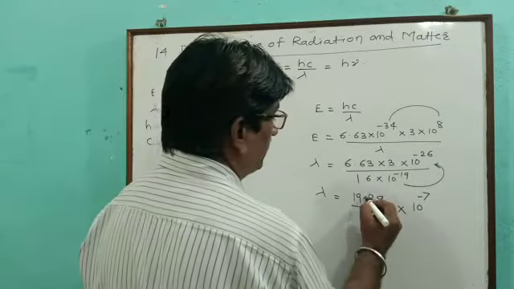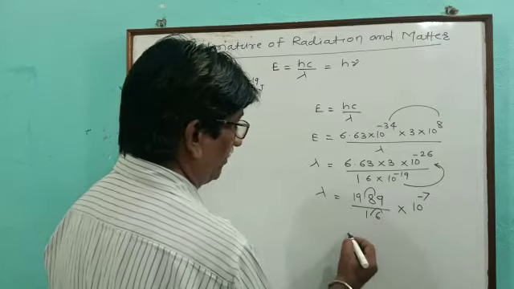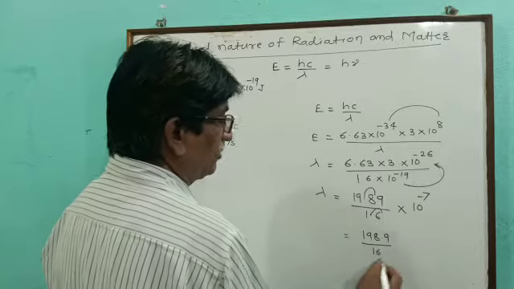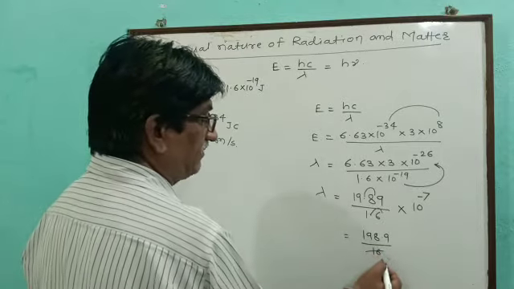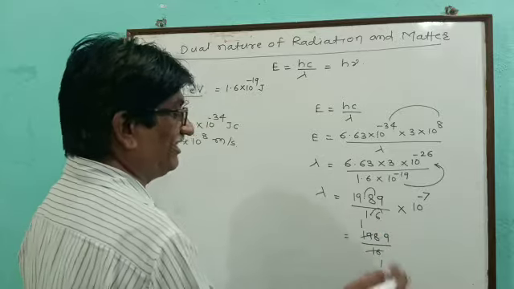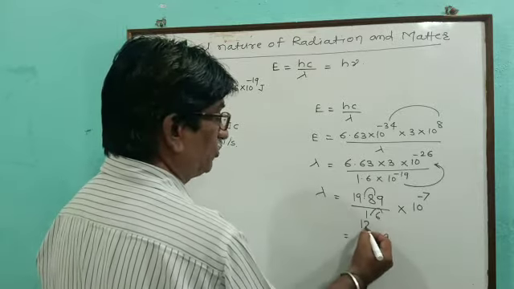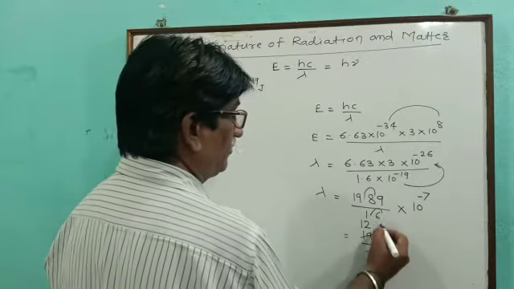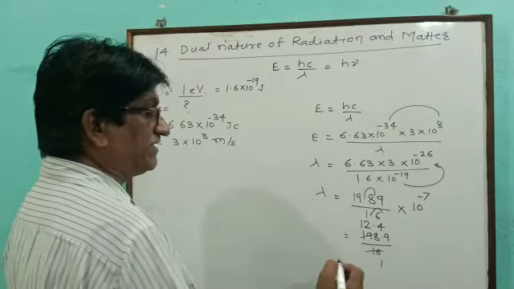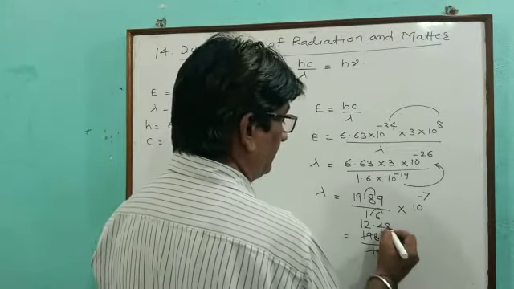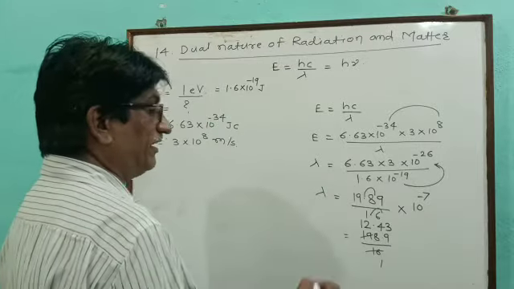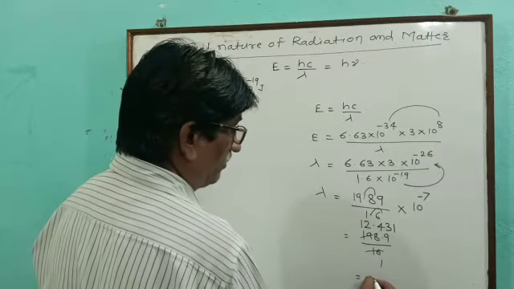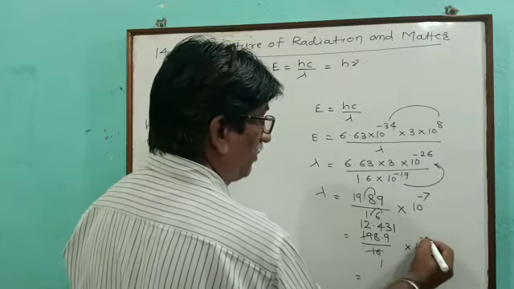See here, when the decimal point is shifted here, so 198.9 upon 16. So we can divide: 16 1s are 16, 3 is remaining, 38 is there, 16 2s are 32, 6 is remaining, that is 69, 16 4s are 64, 5 is remaining, 50 is there, 16 3s are 48, 2 is remaining, 20 is there, 16 1 is 16. So here into 10^-7.